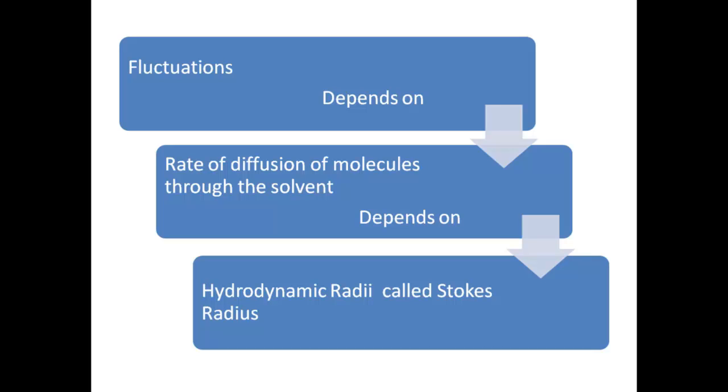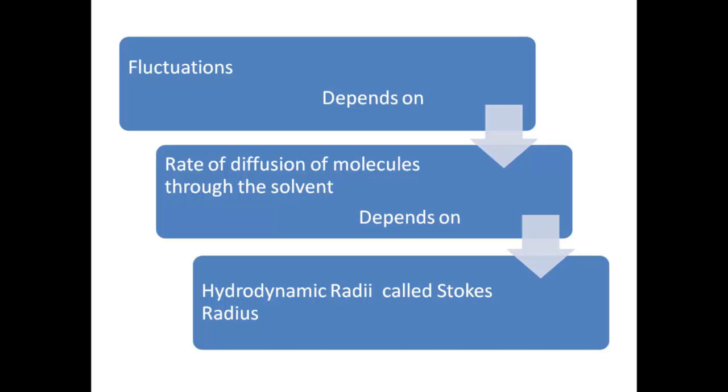Many atoms, many molecules, sometimes they come together, they cling to each other, they form a macromolecule, and its radius we call the hydrodynamic radius. So if the radius is large, it will diffuse slowly. The movement will be slow.